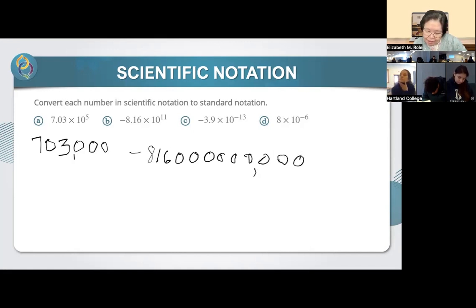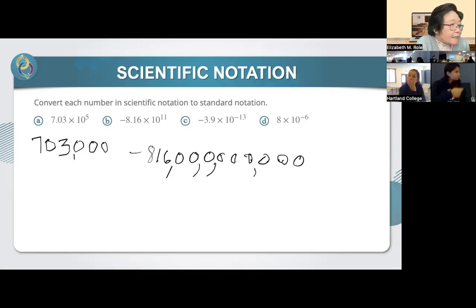So that will be 1, 2, 3, 4, 5, 6, 7, 8, 9, 10, 11. Okay, sorry for that. That will now be 816 followed by zeros. There are 2 decimal places from the 8.16 to 16, and you need 11, so you will have to add 9 more zeros.